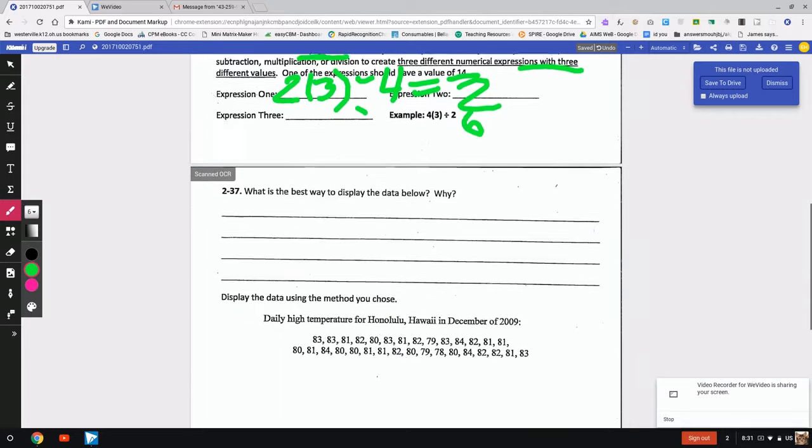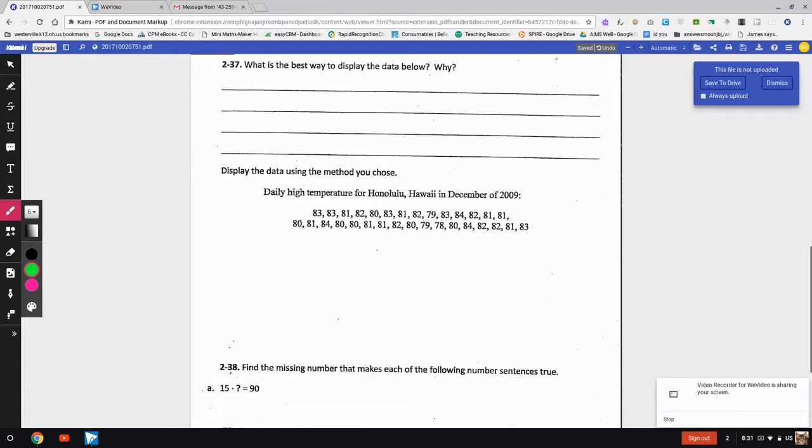Coming down to 2-37. What's the best way to display the data below? So here's your data right down here. Just taking a look at it right now, we're talking about using either a Venn diagram, a dot plot, or a bar graph. Again, it's the Honolulu temperatures there.